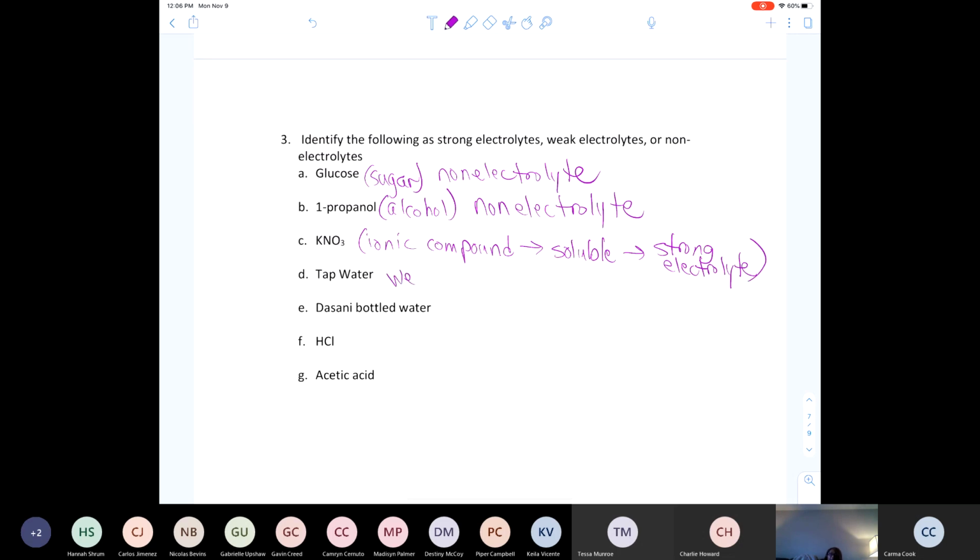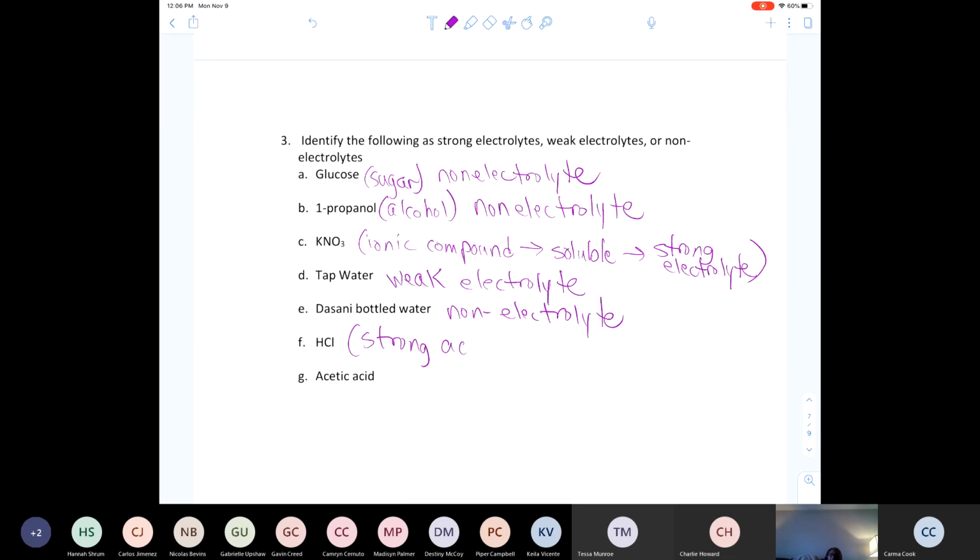Tap water, however, contains ions. It's not pure. So tap water is a weak electrolyte. But Dasani bottled water should be pure water. So therefore it's a non-electrolyte because it doesn't contain any ions. HCl is a strong acid. So therefore all strong acids and strong bases are strong electrolytes. However, acetic acid, which is found in vinegar, is a weak acid. So it is a weak electrolyte.